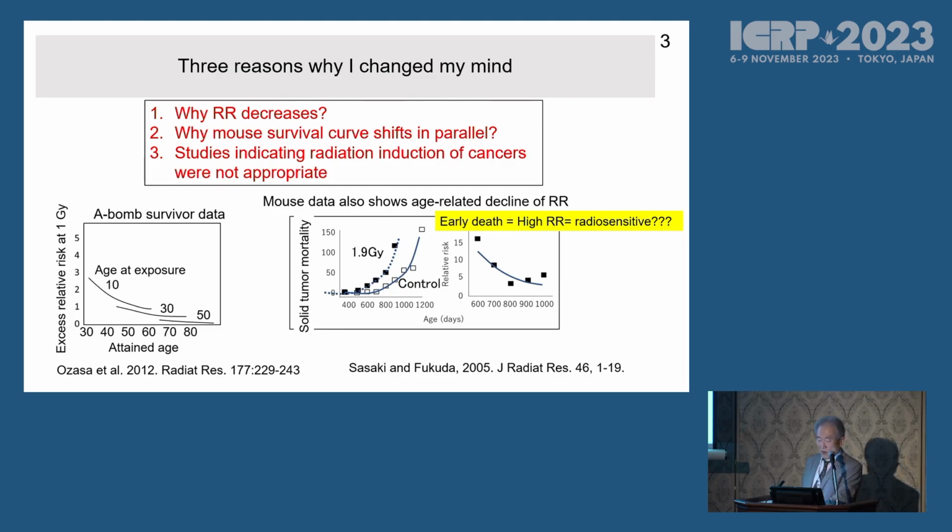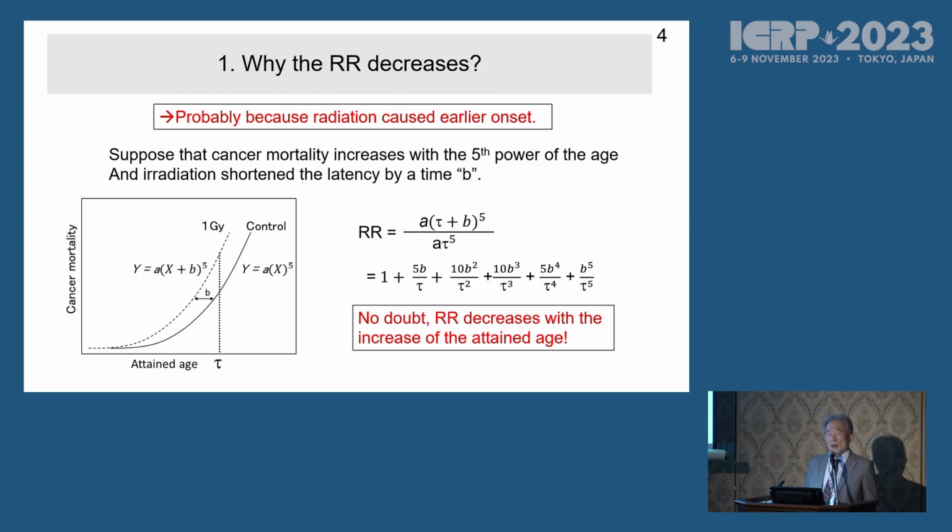Okay, let's go one by one. Mathematically speaking, when cancer mortality increases with something like the 5th power of the age, then shifting that curve toward younger ages, here by B years, the relative risk is expressed as the ratio of the 2 curves. And that is expressed as here. That's a simple declining equation. So when the tau increases, then the relative risk decreases. It's a natural thing. But no one ever thought about that, to my opinion.